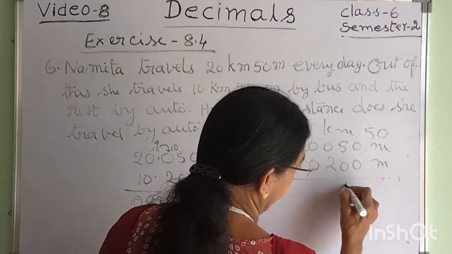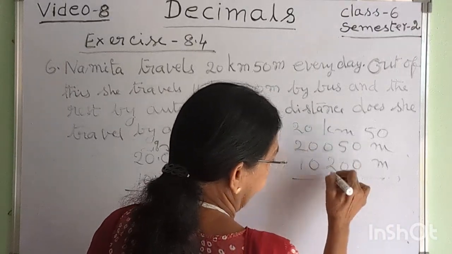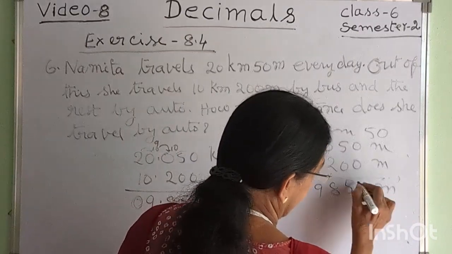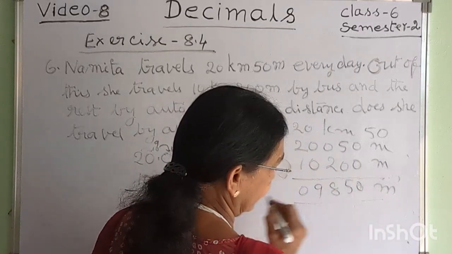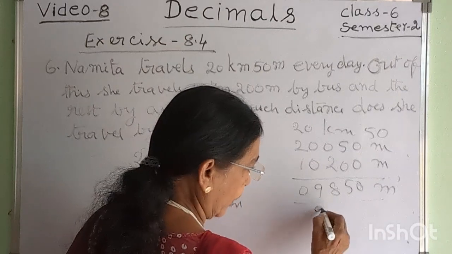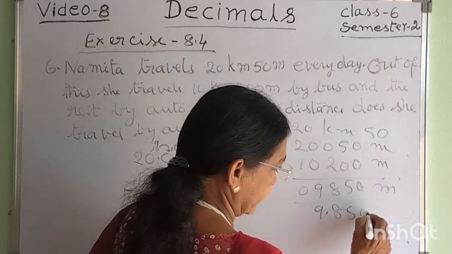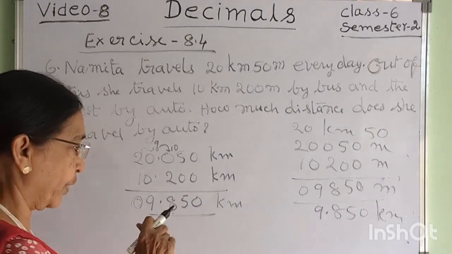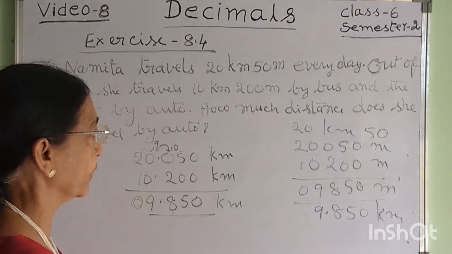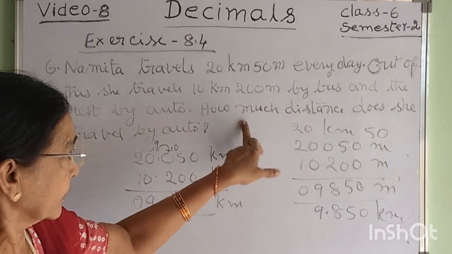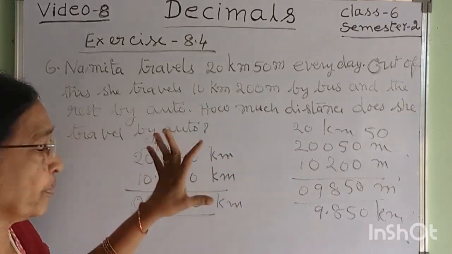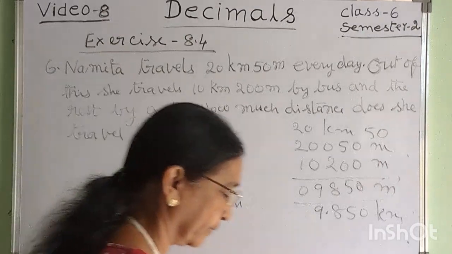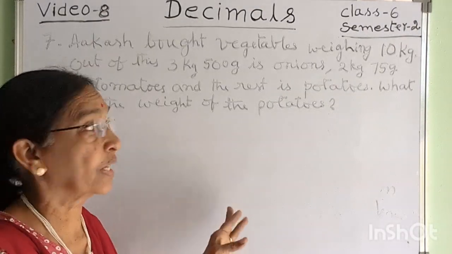So subtracting we get 10 minus 2, 8, 9, 0. So many meters. Now dividing it by 1000, we get 9.850 kilometer. In this method also we got 9.850 kilometer. Therefore, the distance she travelled by auto is 9.850 kilometer. This is the last problem in the exercise.